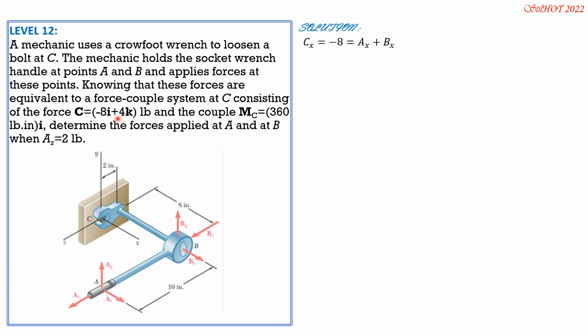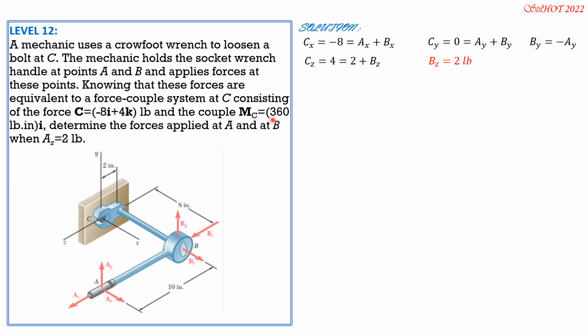Then CY is 0, there's no Y component there, and that is equal to AY plus BY. CY equals 0 equals AY plus BY, therefore BY is equal to negative AY from this equation. Then CZ is 4 pounds and it is equal to AZ, which is 2, plus BZ. AZ is 2, given. So 4 pounds, CZ equals AZ plus BZ from the figure. So BZ can now be answered. It is equal to 2 pounds.